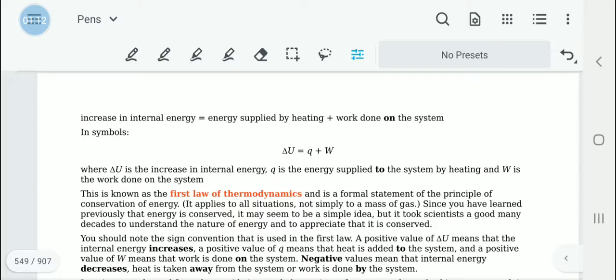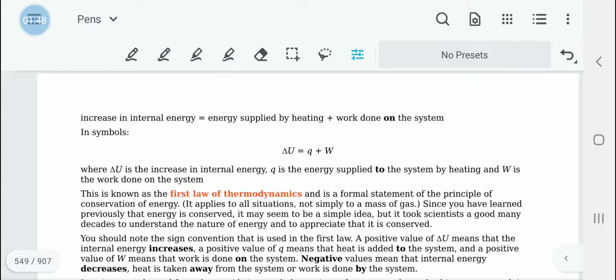Increase in internal energy is equal to energy supplied by heating and work done on the system. So delta U, the total increase in internal energy, is equal to Q plus W. Delta U is the increase in internal energy, Q is the energy supplied to the system by heating, and W is the work done on the system. This relationship is known as the first law of thermodynamics.